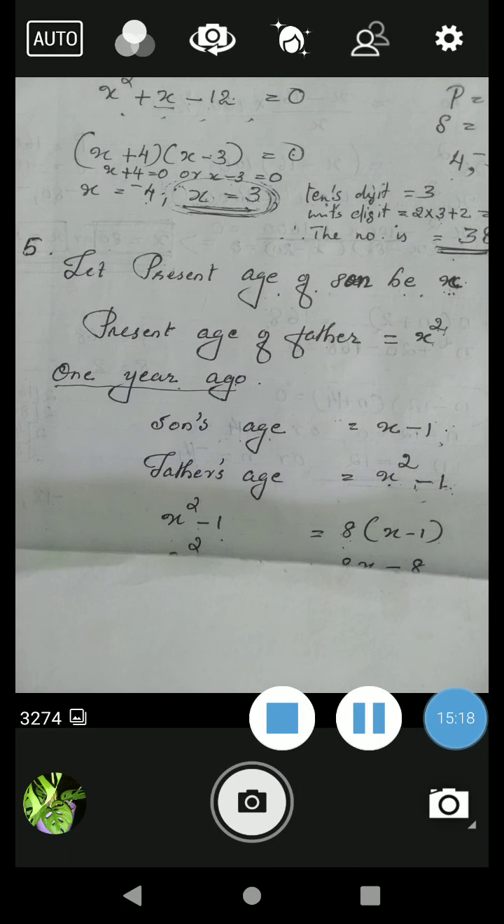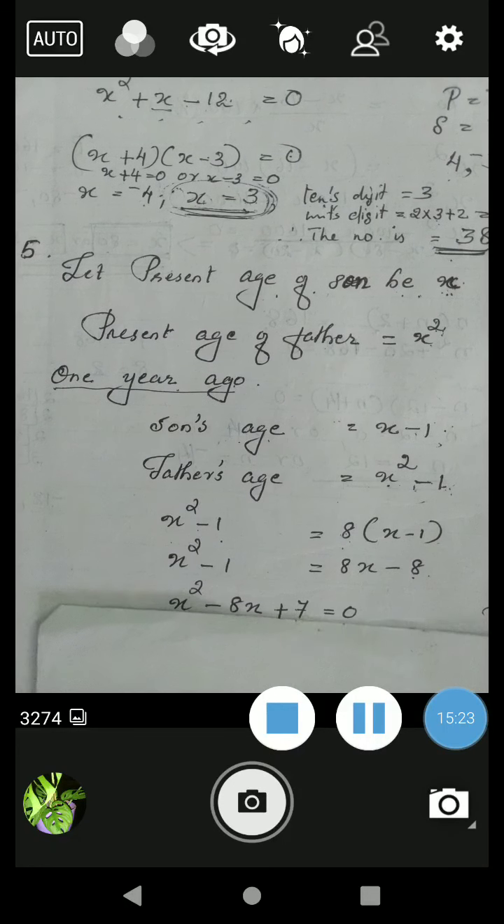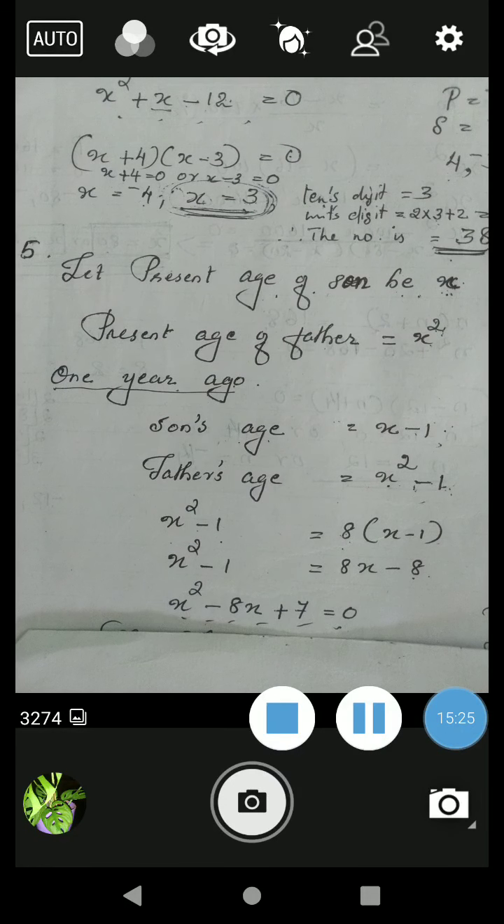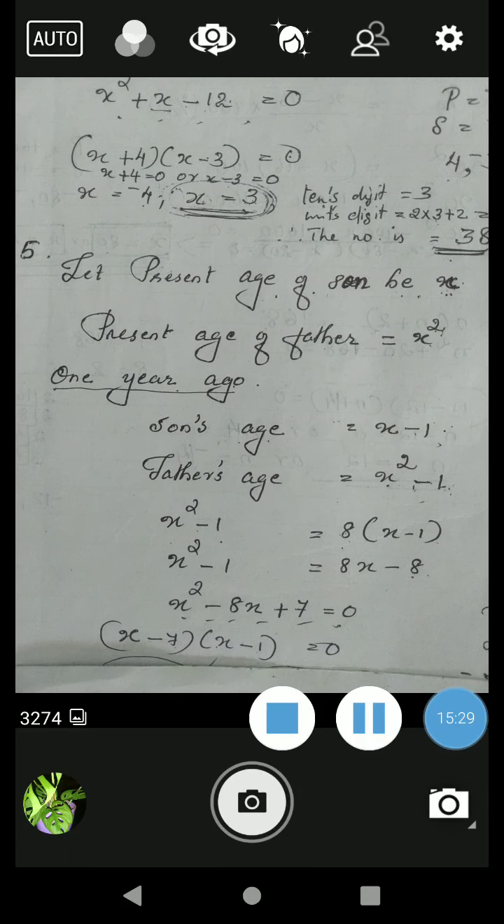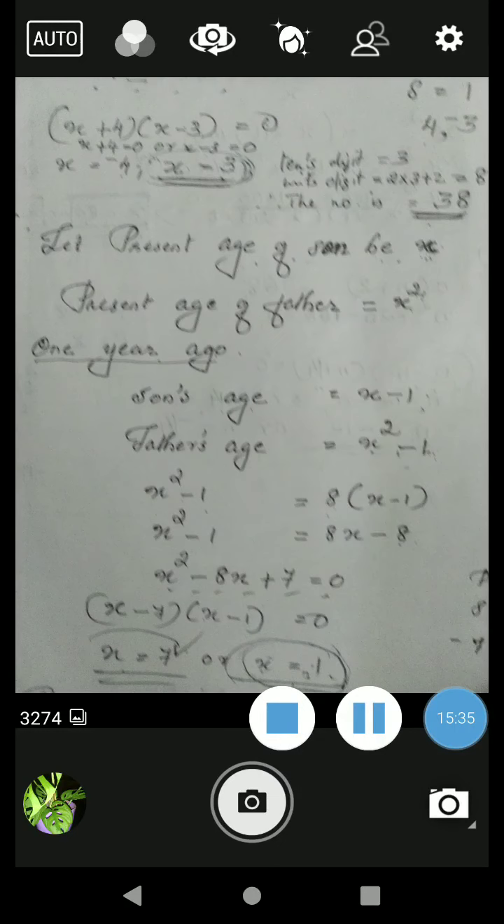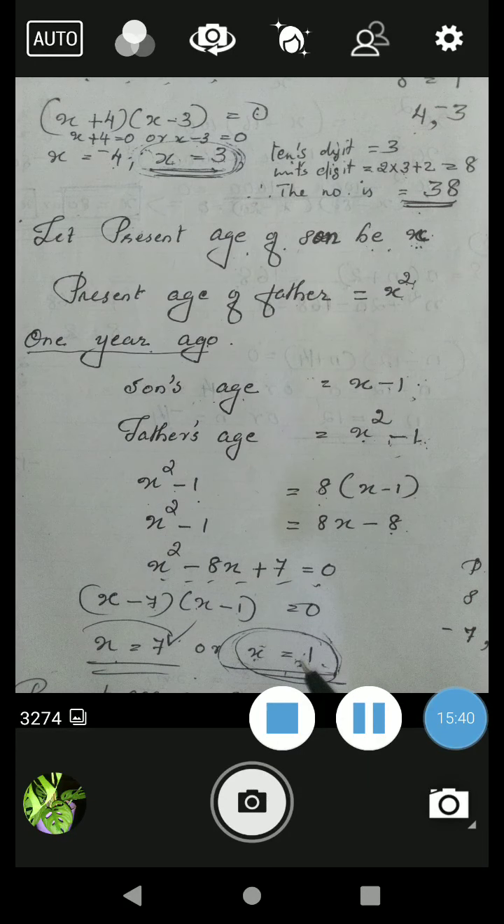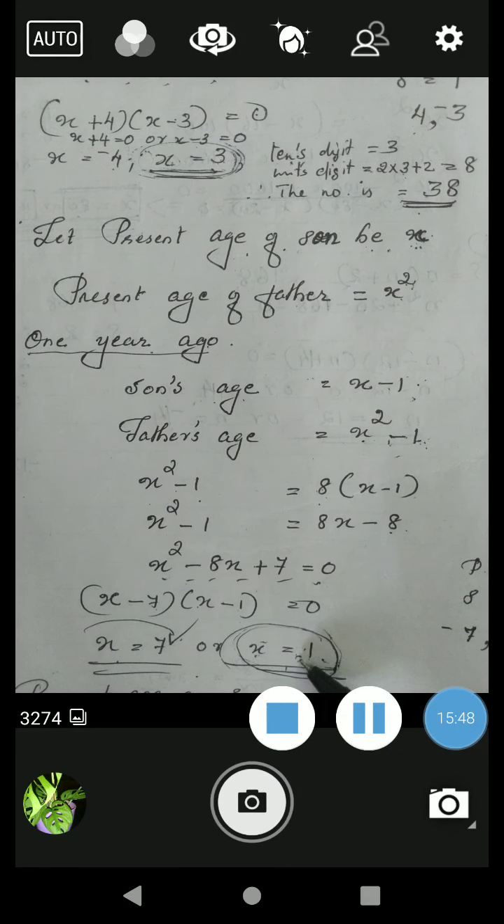Simplify this equation. Then you will get a quadratic equation x square minus 8x plus 7 equal to 0. That is x minus 7 into x minus 1 equal to 0. That is x is equal to 7 or x is equal to 1. We can check whether x is equal to 1 is possible or not.